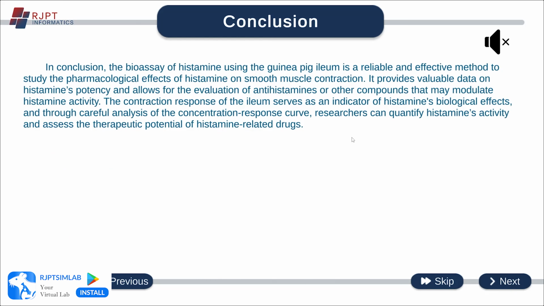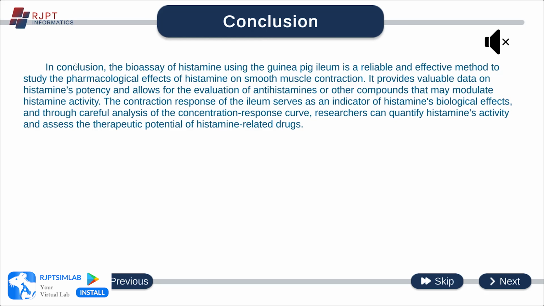Now, the conclusion part. The bioassay of histamine using guinea pig ileum is a reliable and effective method to study the pharmacological effects of histamine on smooth muscle contraction. It provides valuable data on histamine's potency and allows for evaluation of antihistamines or other compounds that may modulate histamine activity. The contraction response of the ileum serves as an indicator of histamine's biological effects, and through careful analysis of the concentration response curve, researchers can quantify histamine's activity and assess the therapeutic potential of histamine related drugs.